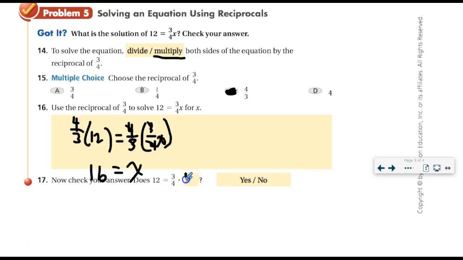Question is, does it work? Well, let's throw 16 in here. I think it does. 16 times 3 is 48, divided by 4 equals 12. So, do they match up? They most certainly do. Alright, so that is how we address fraction coefficients with variables.